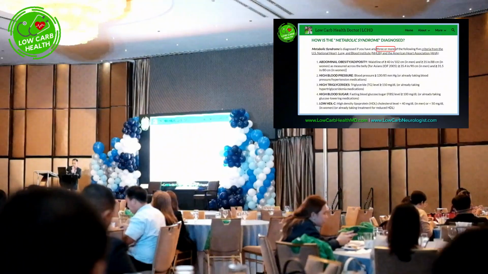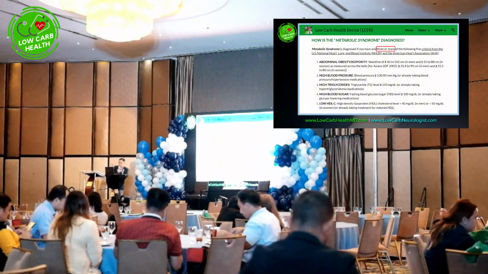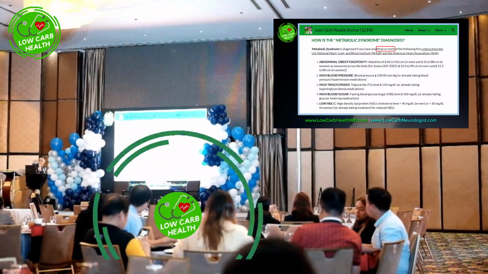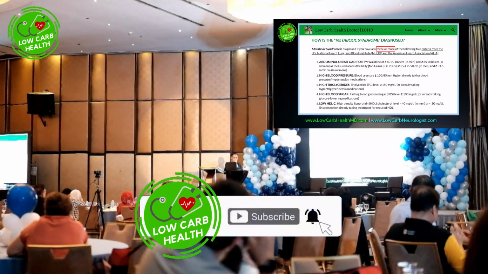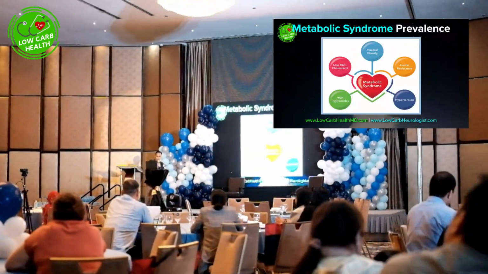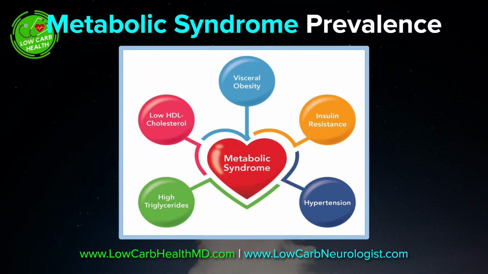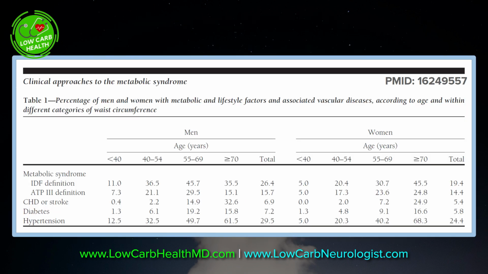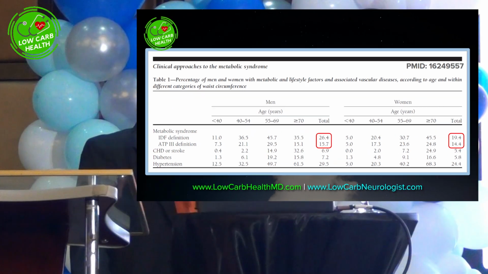And then low HDL cholesterol. For men, my HDL cholesterol went as low as 32. So I had a perfect score in this at that time, about more than 3 to 4 years ago. And then what is its prevalence worldwide right now? So in this paper from the American Diabetes Association, using the International Diabetes Federation definition, in men it is as much as 26.4%, in women as much as 19.4% worldwide. That's a significant issue. Okay?